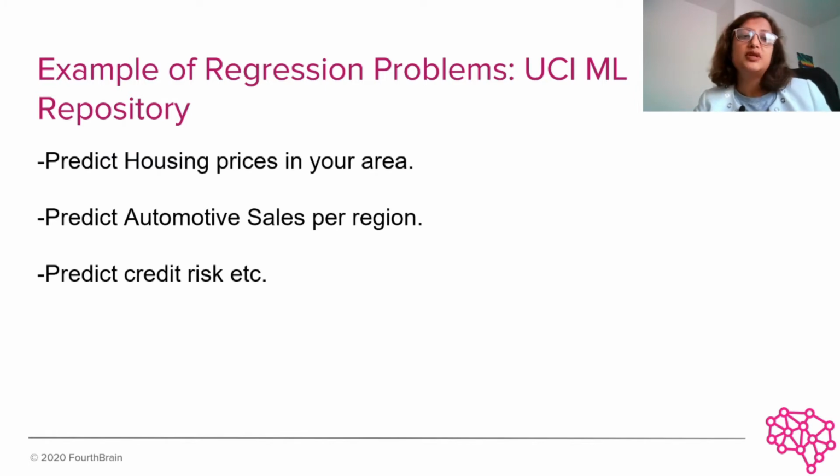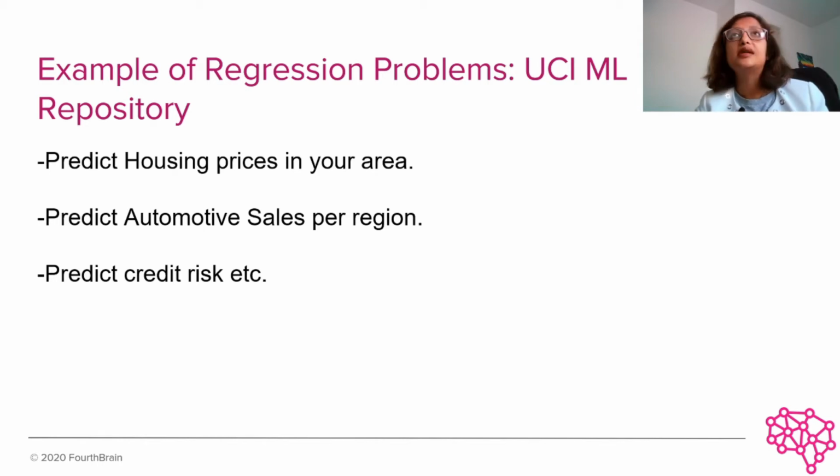Some examples of this would be predicting housing prices. So what's the price of a house based off of the area that you know, and that would be your independent variables. In this case it would be the area, the region, the school district and everything. Those become your independent variables in this case.